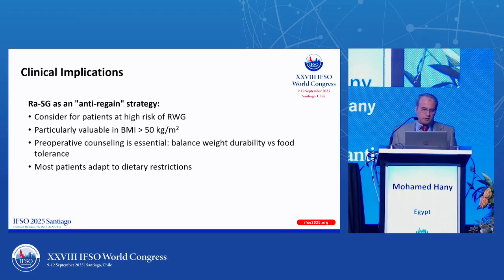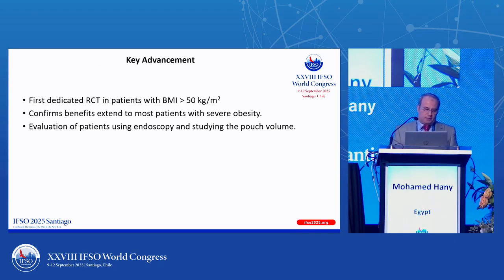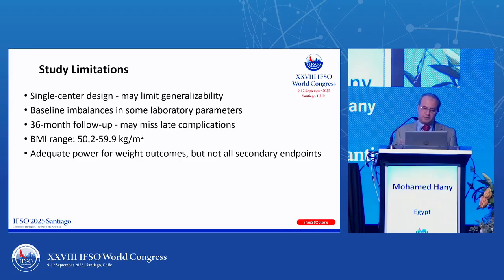So the clinical implication from the study is that we consider ring-augmented sleeve gastrectomy for patients at high risk for recurrent weight gain, especially those with BMI above 50. But preoperative counseling is important to balance weight durability versus food tolerance. The strengths of the study: it is the first dedicated RCT in patients with BMI above 50 kilograms per meter squared, and this confirmed benefits extend to most patients with severe obesity. We evaluated the pouch volume by CT volumetry, and we did endoscopy for most of the patients at 3 years. The study limitations: it is single center, with baseline imbalance in some laboratory parameters between patients, and 36-month follow-up may miss late complications.